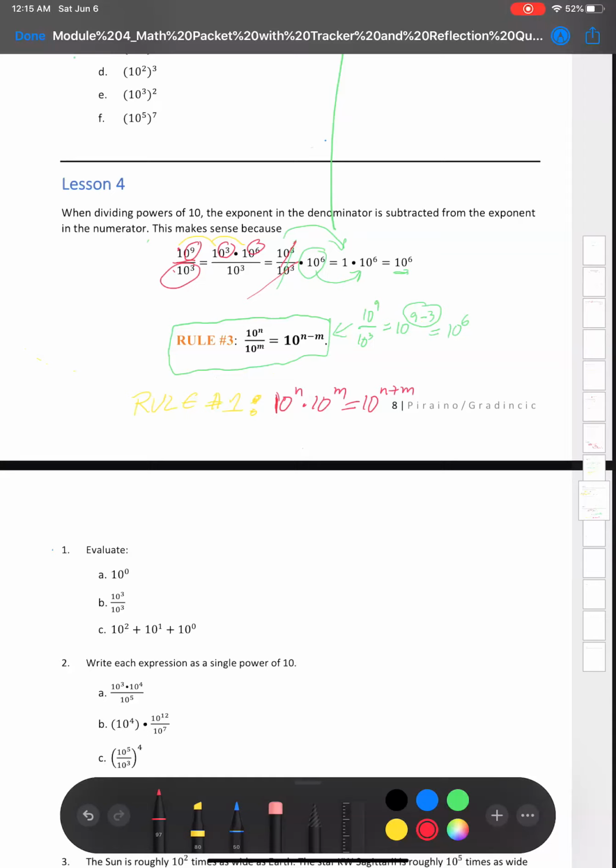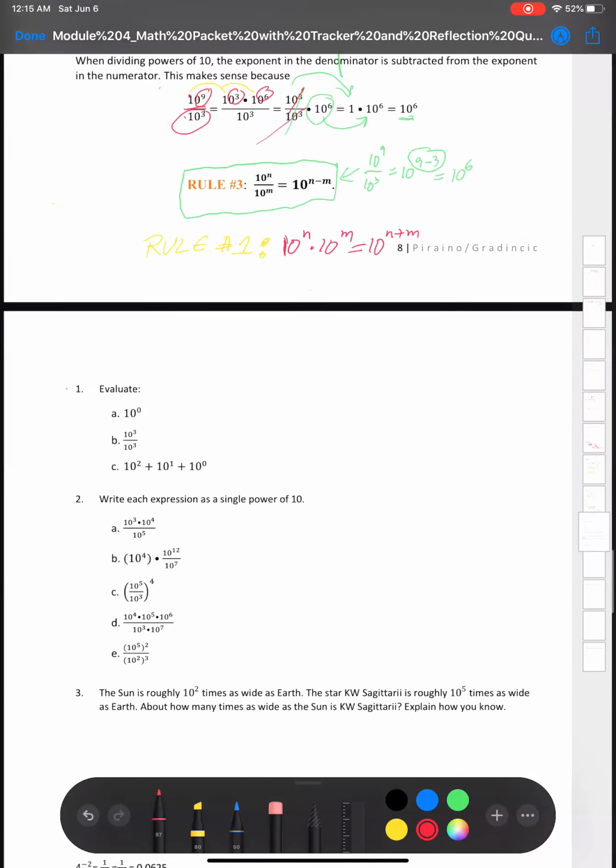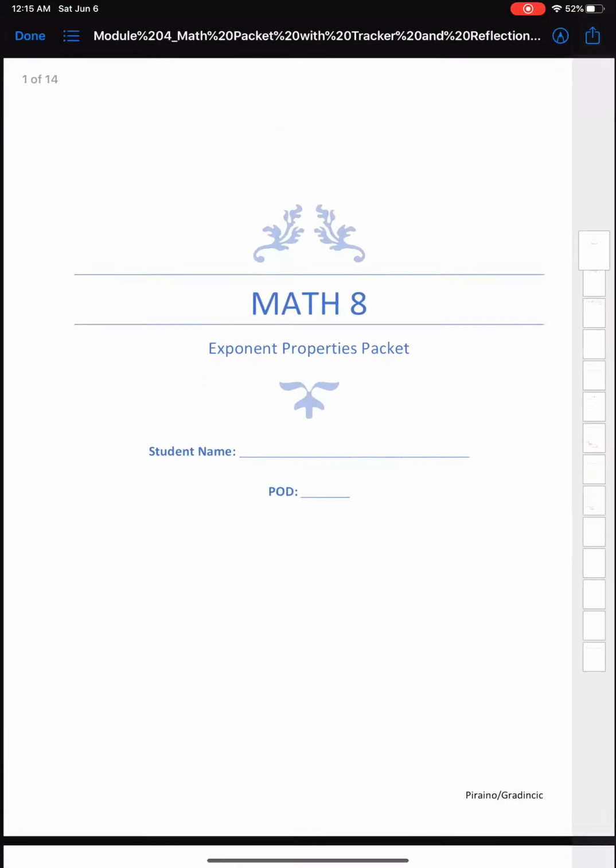But anyways, when you're solving these problems down here, you're definitely not required to show all of this work. This is just for you to really understand what's going on in the background. Why does it make sense?